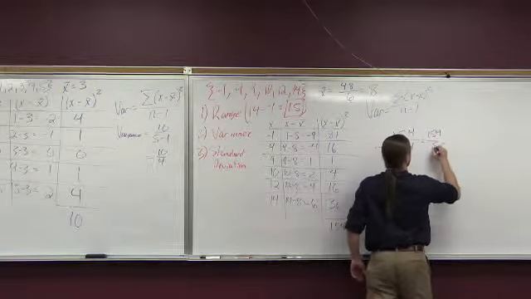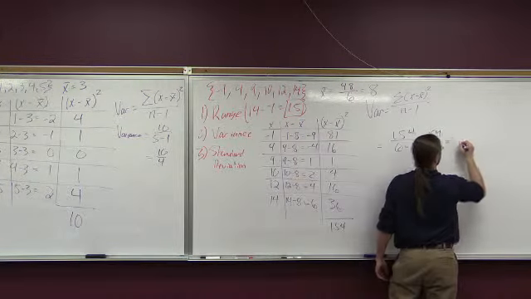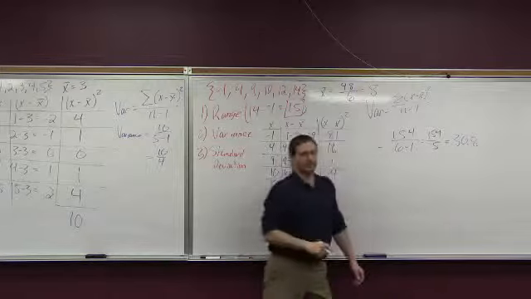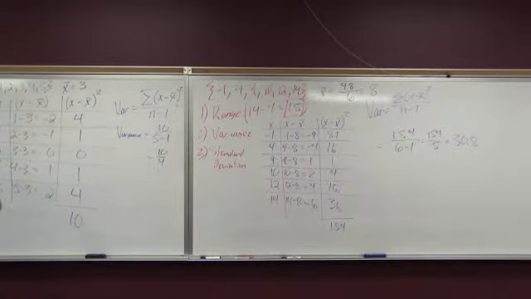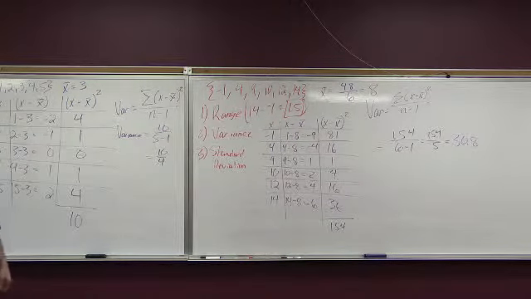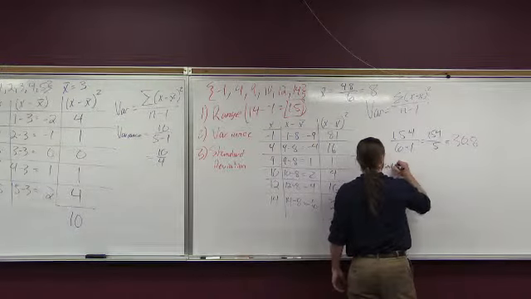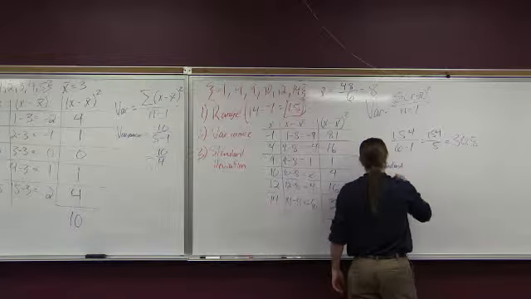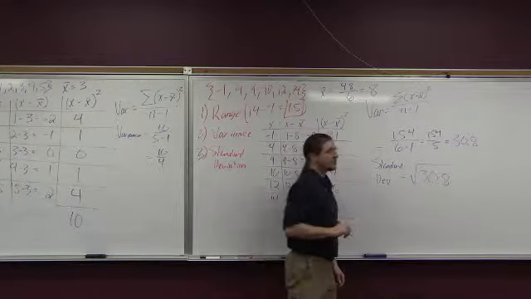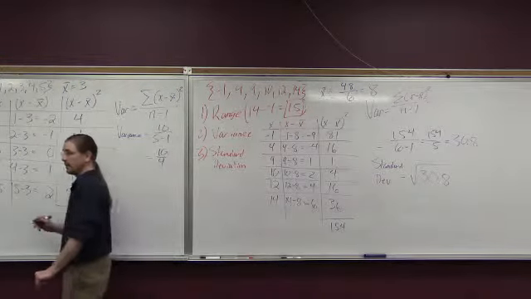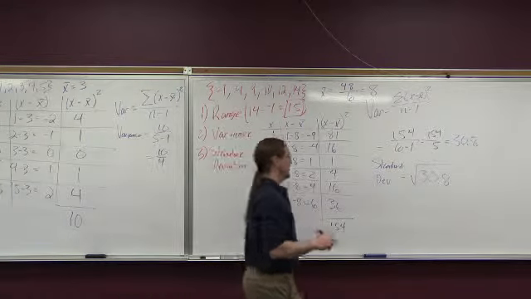154 divided by 5 is 30.8. That's our variance. Again, remember that is a squared value. To get our standard deviation, take the square root of 30.8. And again, round it to say the nearest tenth, that's fine.